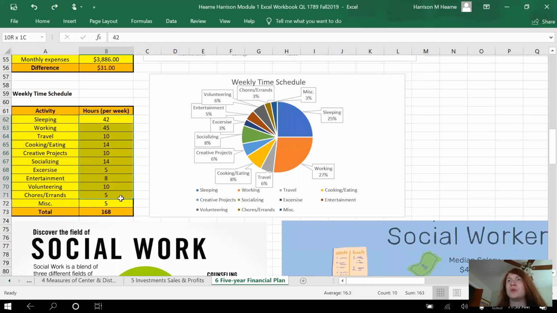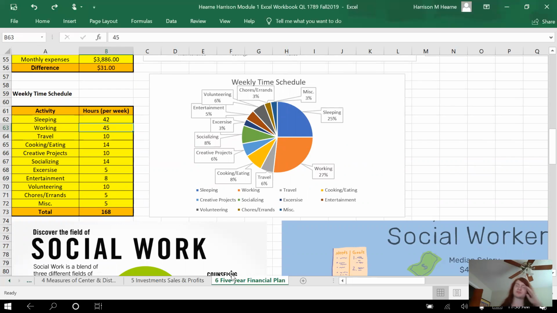We did a weekly time schedule. I said I was going to be sleeping about 42 hours a week, because on average I sleep about 6 hours a night. So 6 times 7 is 42. We're going to say working 45. This is a rough estimate.